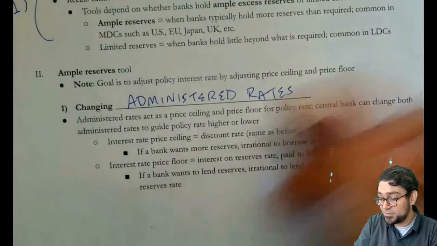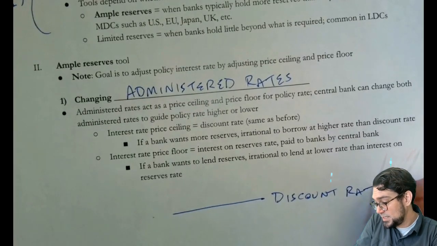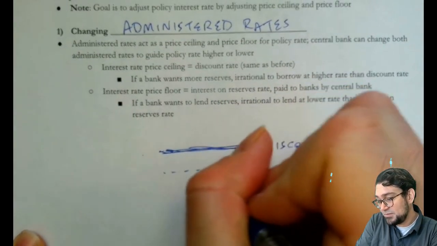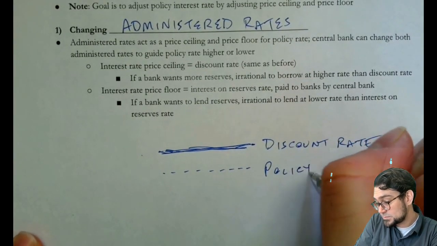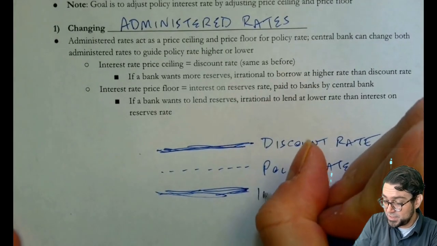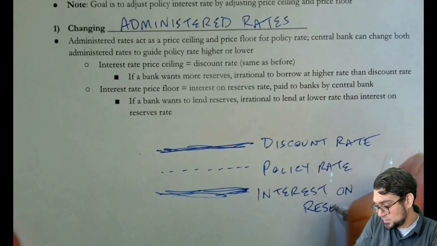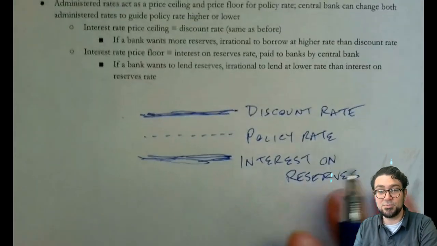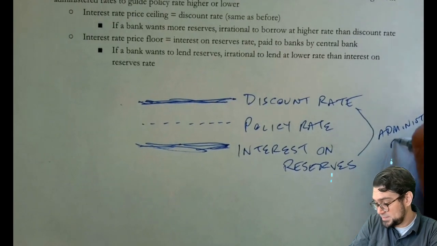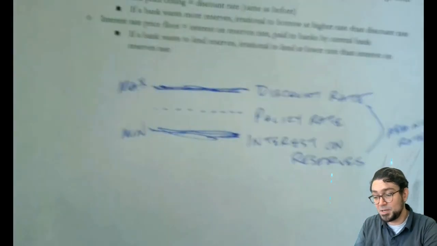And the two of them are the discount rate, and I'm going to have you draw this right below it. Imagine the discount rate is like here, a horizontal line. And then you have this policy rate in between the two. And then you have this other rate that's down here called the interest rate on reserves. And these are the administered rates. Basically, this acts as a maximum, and this acts as a minimum on the policy rate.